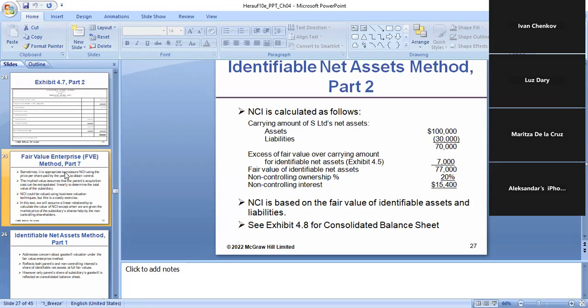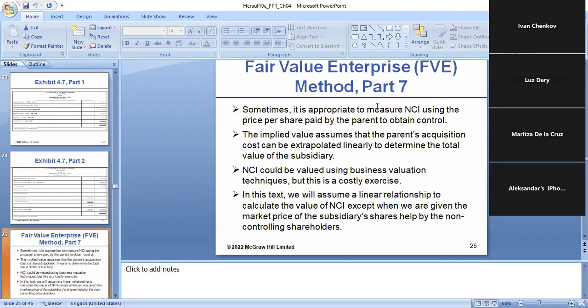So now, if you don't purchase the 100%, check what's the next thing. Can you get the non-controlling interest? Is it given to you? Can you allocate it based on the market value of the shares which you're not having, or you have to imply it? Implied, yeah. Right? That will be the other. If you have to imply it, then automatically you're moving to the fair value enterprise method.